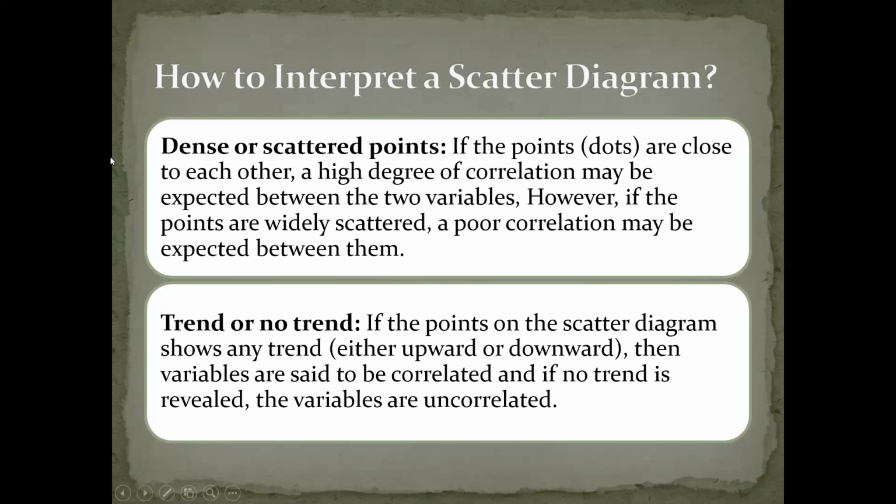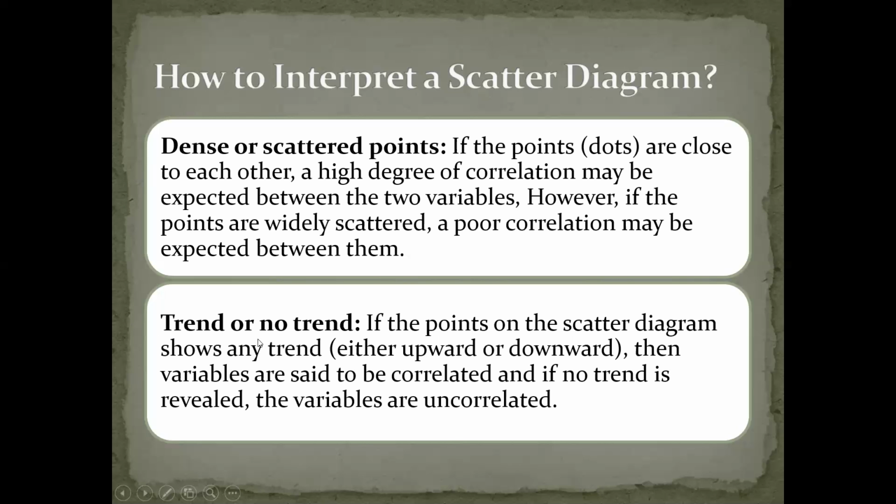अगर बेटा densely plotted होते हैं तो यानी कि there is high degree of correlation between the variables. लेकिन अगर densely plotted नहीं है, scattered है, widely scattered है, that means that there is a poor correlation between the variables.